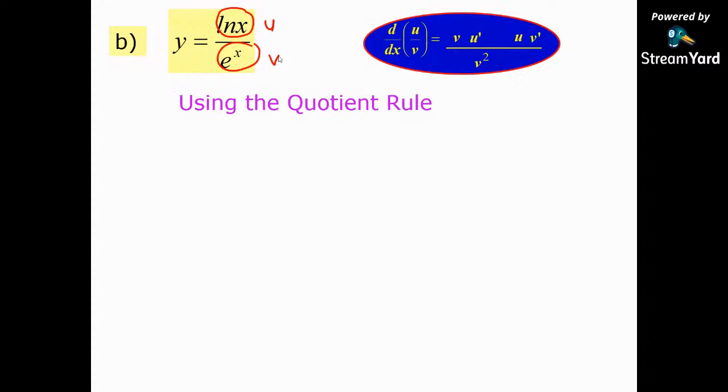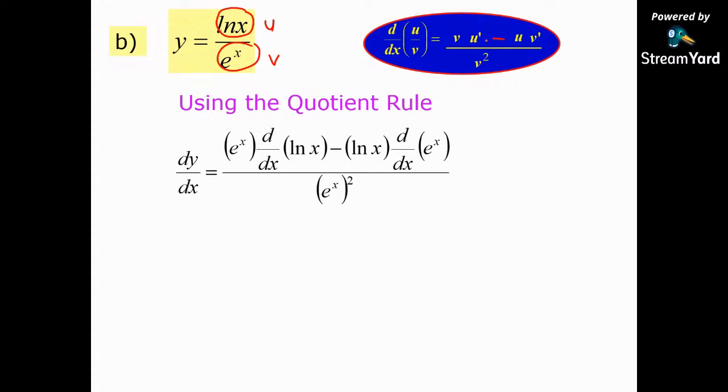So B, we got ln x over e^x. So ln x will become the u, e^x will become the v. And then we're going to substitute into the formula: (v u' minus u v') over v squared. So the v is e to the power of x. And then we're going to differentiate ln x, and differentiate e^x.